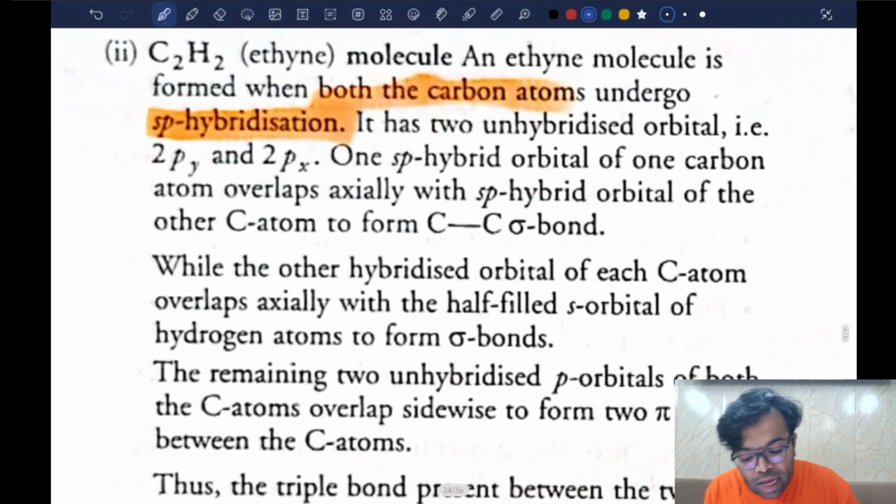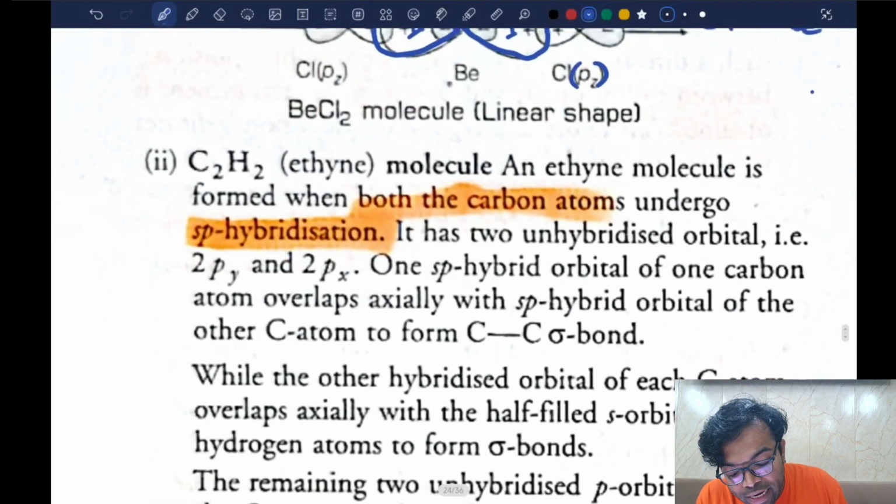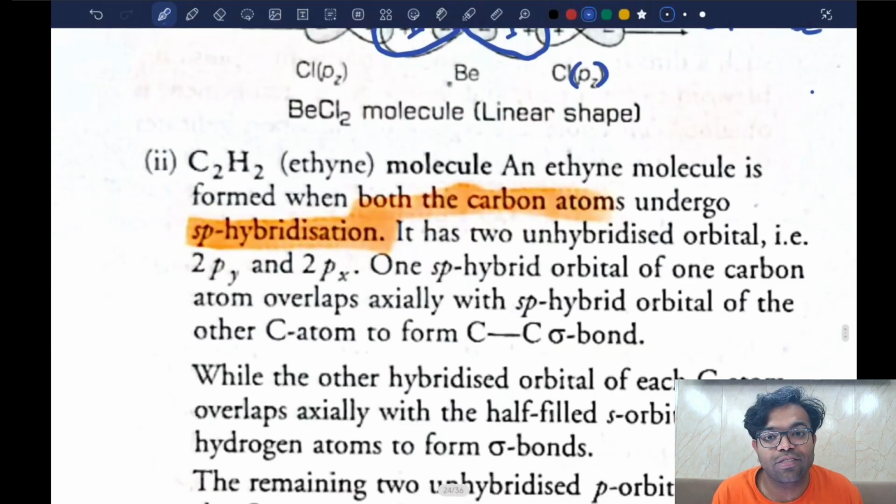Okay. So now it is C2H2, the ethyne molecule. An ethyne molecule is formed when both the carbon atoms undergo sp hybridization. Now, the ethyne molecule is a good example of sp hybridization because it helps us analyze that not just the sp bond is going to overlap. Carbon has two other p orbitals that are going to participate in the sideways overlap. Okay, this is very exciting.